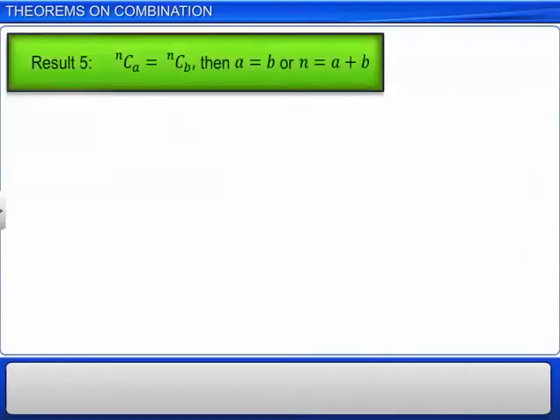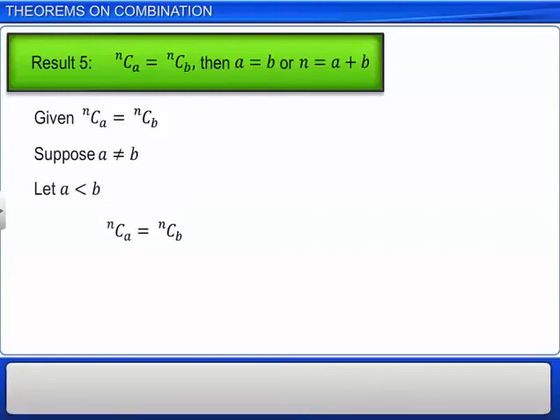One of the important results is if nCa is equal to nCb, then a is equal to b or n is equal to a plus b. Given nCa is equal to nCb. Obviously, this relation holds true when a is equal to b. Next, we will consider the case where a is not equal to b. Without loss of generality, let's take a is lesser than b. We use the formula for combinations on both the sides.